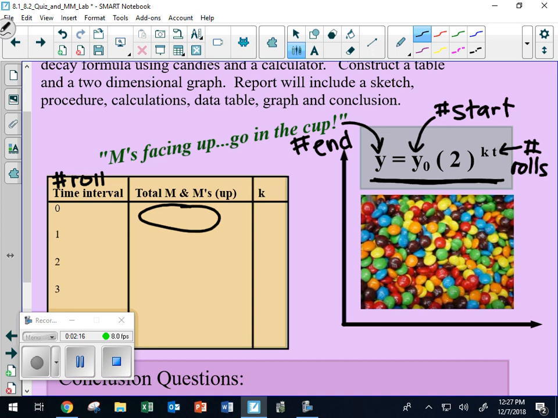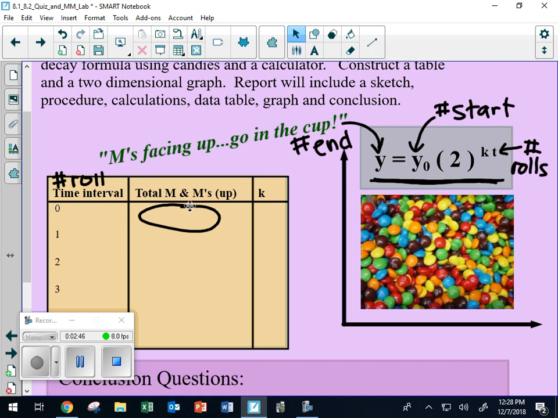So, if you started here with 50 M&Ms exactly, and then you poured and you got 48 of your M&Ms were up, then your end would be 48, and your start would be 50, and your time would be 1. K is the entire purpose of the lab. That is what you are trying to solve for, and you must solve for it 2 different ways. Okay? 2 different ways. That's the purpose of this lab.